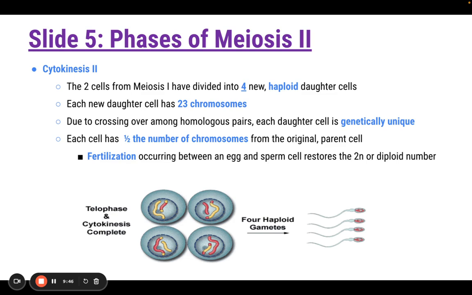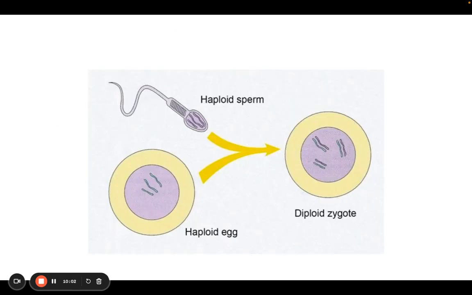Each daughter cell is going to be genetically unique and contains half the number of chromosomes as the original parent cell. Remember that fertilization between a sperm and egg cell is what restores the diploid number by adding these chromosomes together. 23 plus 23 will give you 46, as you can see here. Not all organisms have 46 chromosomes.